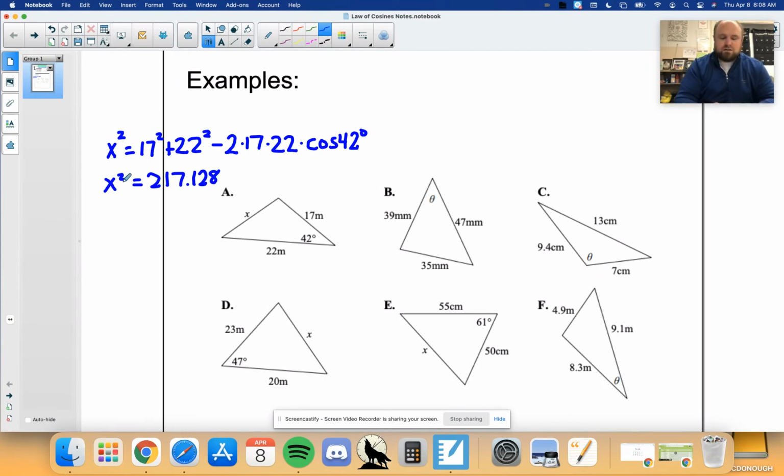So what I'm going to do is take that 217.128 and take the square root of that. So I'm going to take the square root of 217.128, and that gives me approximately, so this is an approximate answer, x is approximately 14.735, so approximately 14.74.